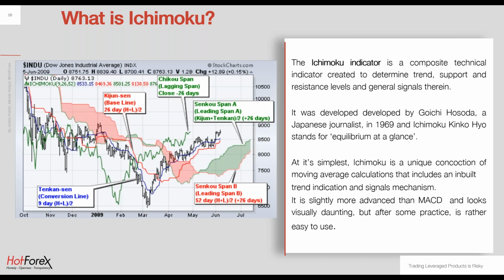This is how it looks. It is made up of five different lines or plots, if you prefer: the Tenkan-sen, the Kijun-sen, the Senkou Span A and Senkou Span B, and the Chikou Span. You don't obviously need to know these names. What I want you to know is how to read them.